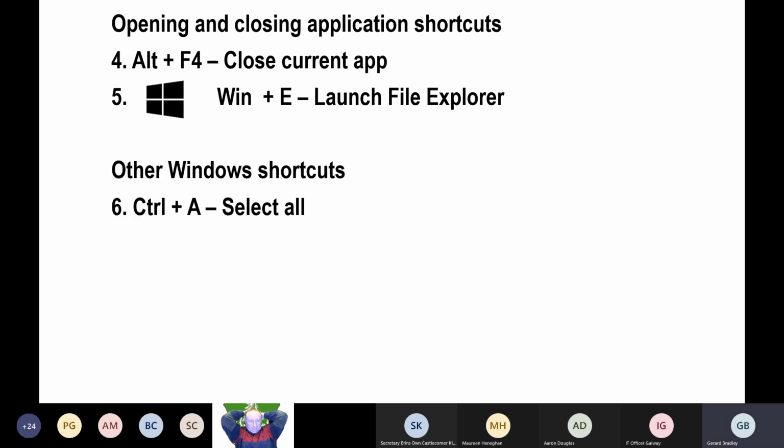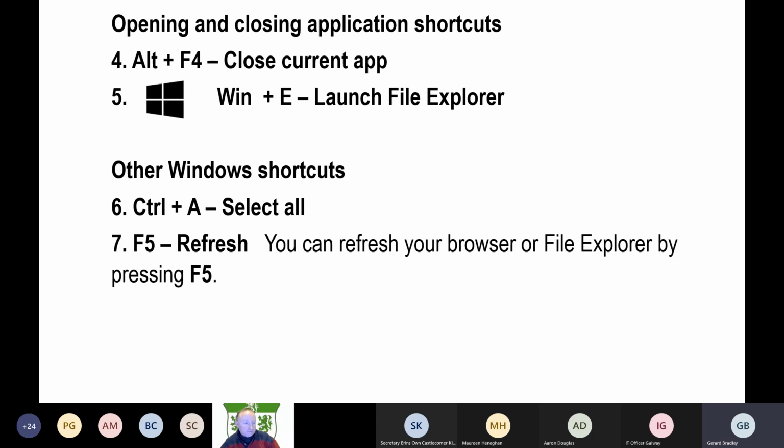Other shortcuts. Control A selects all. So with your Word document, press Control A, and it selects the whole document. F5, I think it's my favorite, this one. If the internet's going slow on you, just press F5. It refreshes the browser or forces File Explorer to refresh or take a look again. So if things are going badly, F5 is a way of forcing it to refresh itself.